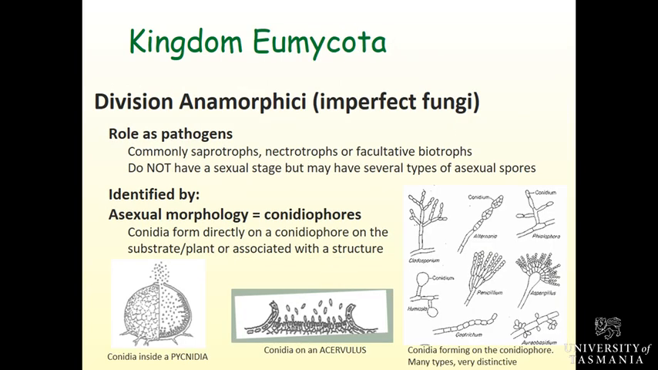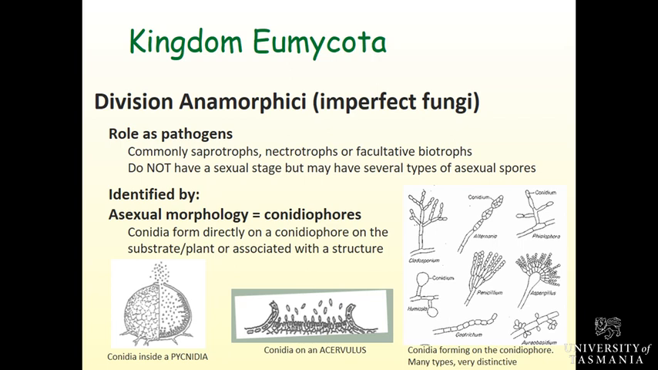The imperfect fungi, so these guys don't have a sexual stage. These are common saprophytes, so they can live in dead and decaying material, as well as being pathogens. They're generally necrotrophs, kill things, but can also be facultative biotrophs, so sometimes they can live on living plants, but also can live on decaying material as well. They do not have a sexual stage, but can have a whole bunch of different types of asexual spores. So again, here's just some examples.